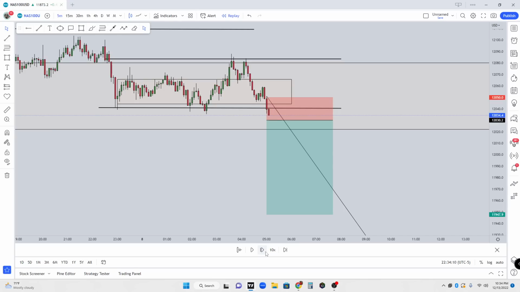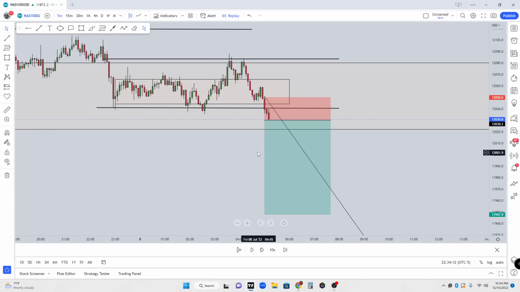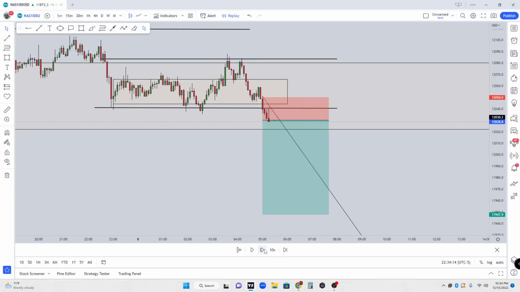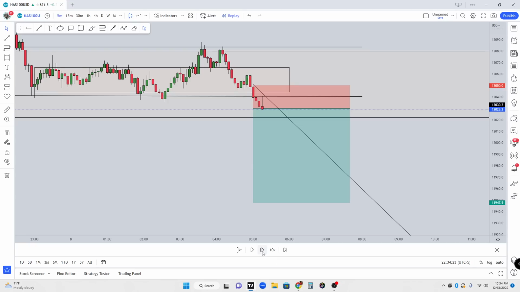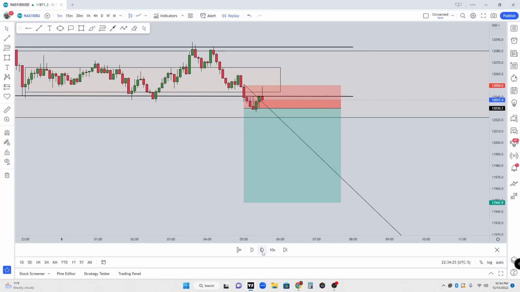So let's move it right along here. We're almost activated, and boom, there we go. We're activated, and so price did pull up here, and then we're active. So we're currently in this trade now, guys. We are committed. Let's see what happens here.